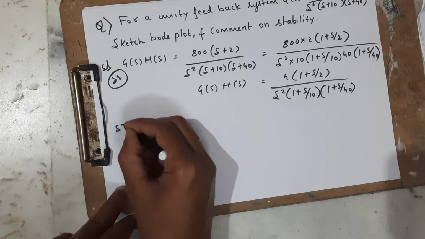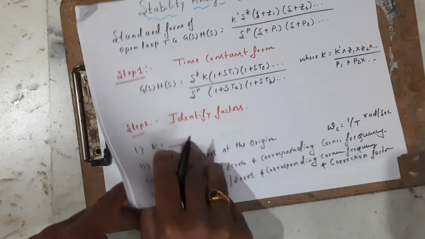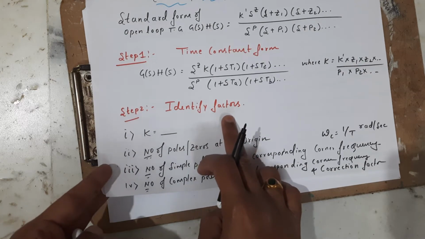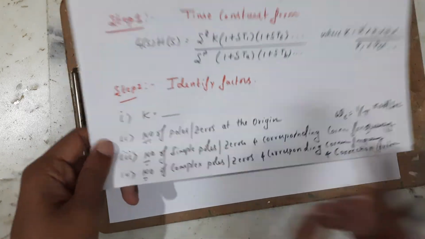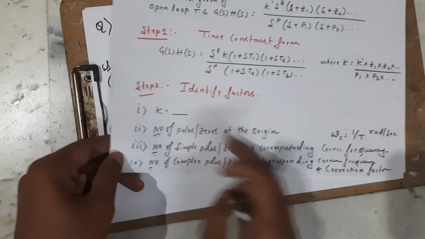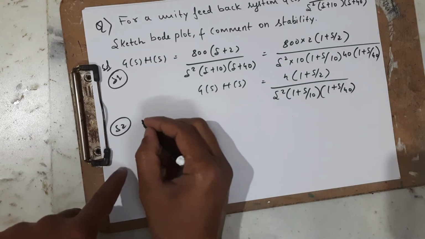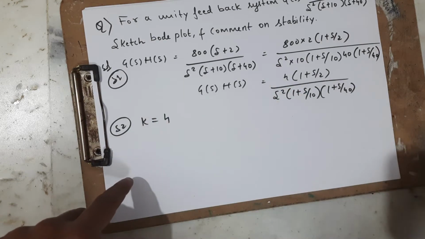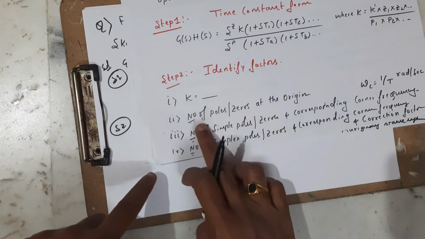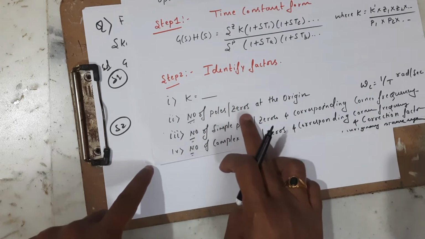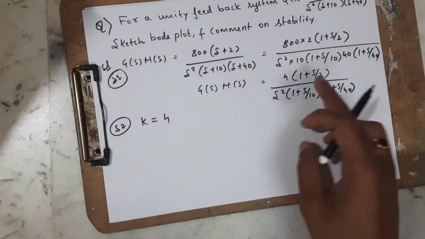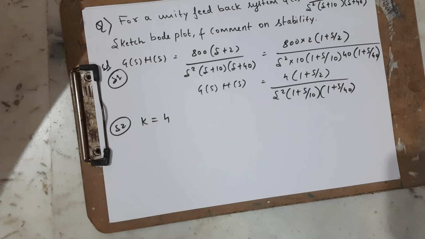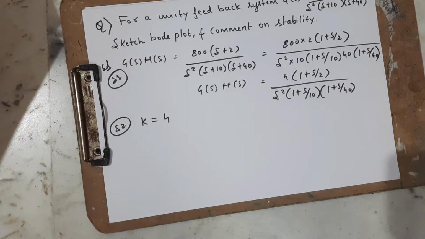Okay, next, step number 2. What is step number 2? Identify the various factors and find out the corresponding corner frequencies. The first factor that we need to find is K. What is the value of K? K is equal to 4. Next we need to find out the number of poles or zeros at the origin. Here we have poles at the origin, that is s square. How many poles at the origin? There are 2 poles at the origin.